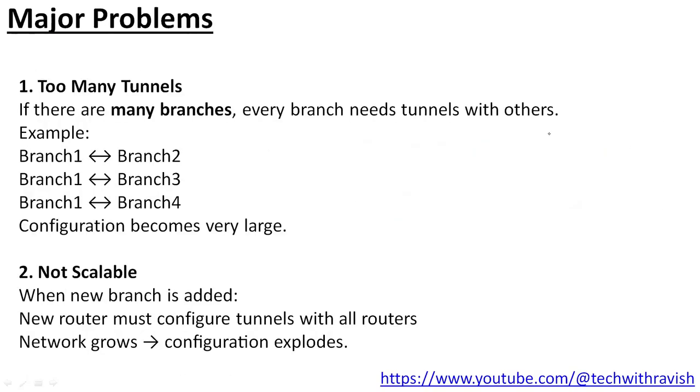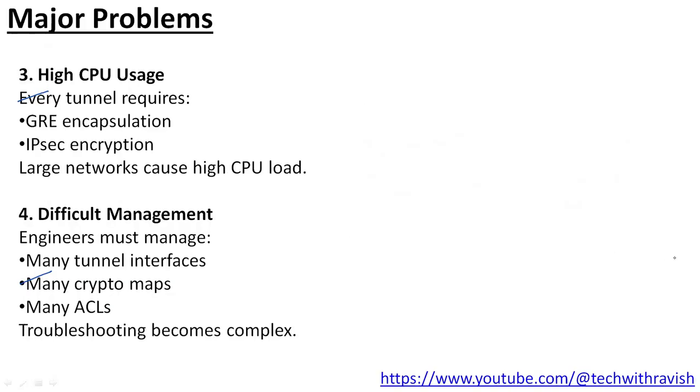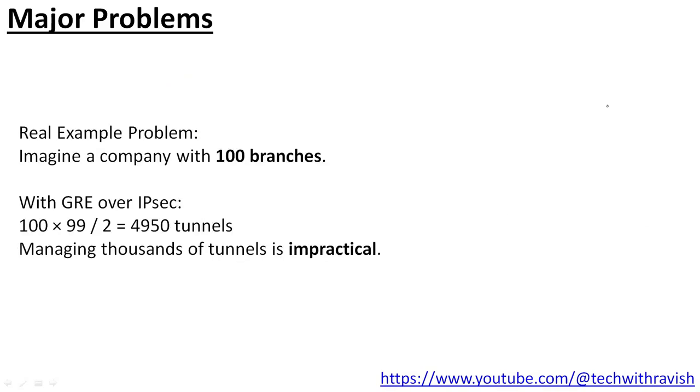But the problem is that we again have to create too many tunnels or branches. It is not scalable. We can't do that long configuration on bigger networks. The CPU utilization will be high because we will create the encryption for every single tunnel. It is also not easy to manage because there will be lots of crypto maps, lots of ACLs, and the troubleshooting will be very tough in this kind of scenario.